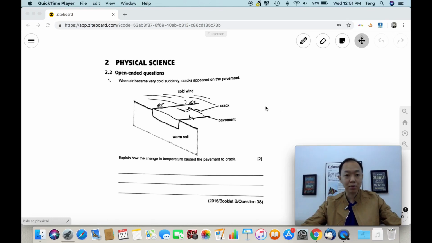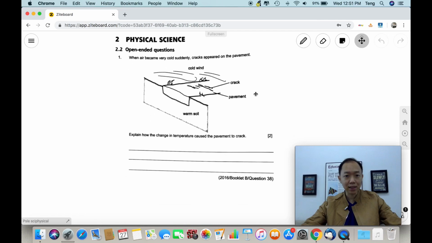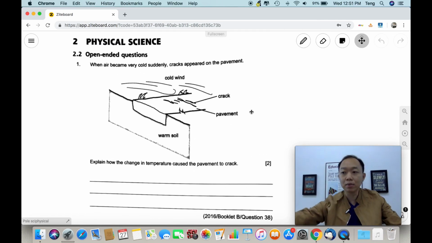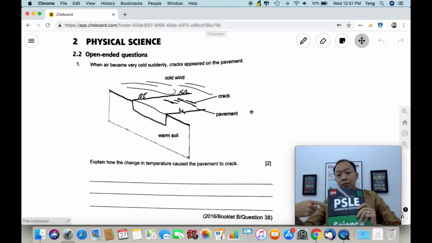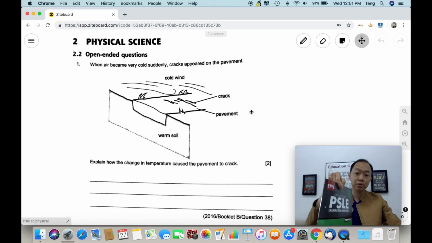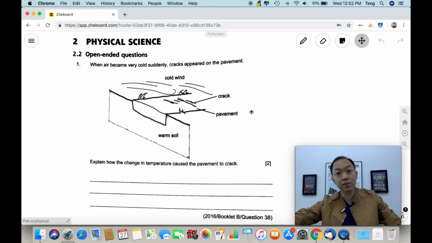So I told somebody that I'll be doing some of the questions for science, and here we go. Now for science, the questions are actually coming from this book. Okay, this is a PSLE Science book from EPH, which I found really useful.